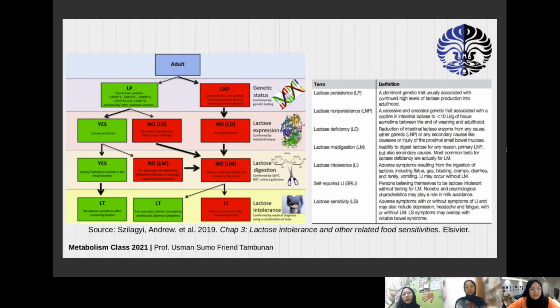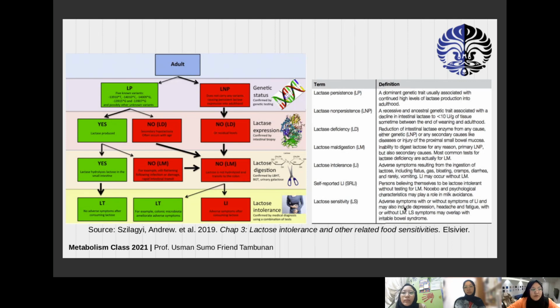LD is lactase deficiency, which means not producing sufficient lactase to hydrolyze lactose, or having a condition that prevents lactose from coming into contact with lactase. LM is lactose maldigestion. And the arrows indicate the strength and direction of the association. The table on the right side here is the detailed definition of the terms that I've mentioned before.